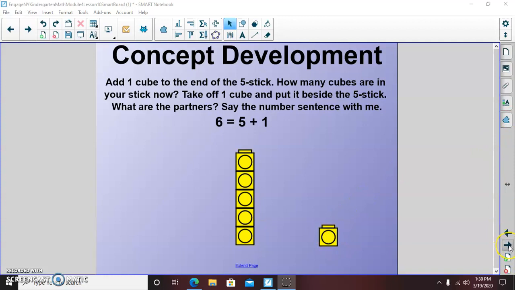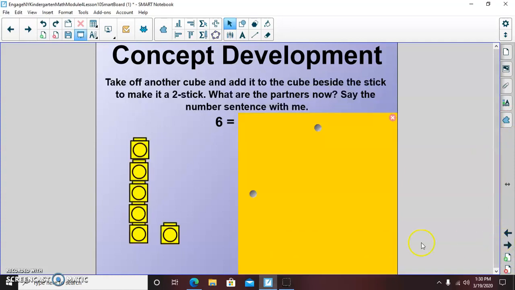Okay, I think we're ready for a challenge. So we had 5 and 1 in our last. That's where we left off. Now I want you to take off 1 cube or move 1 object to this cube stick. How many do we have here now? 1, 2. How many do we have here? Let's count. 1, 2, 3, 4. What are our pairs now, or our partners, or our parts?